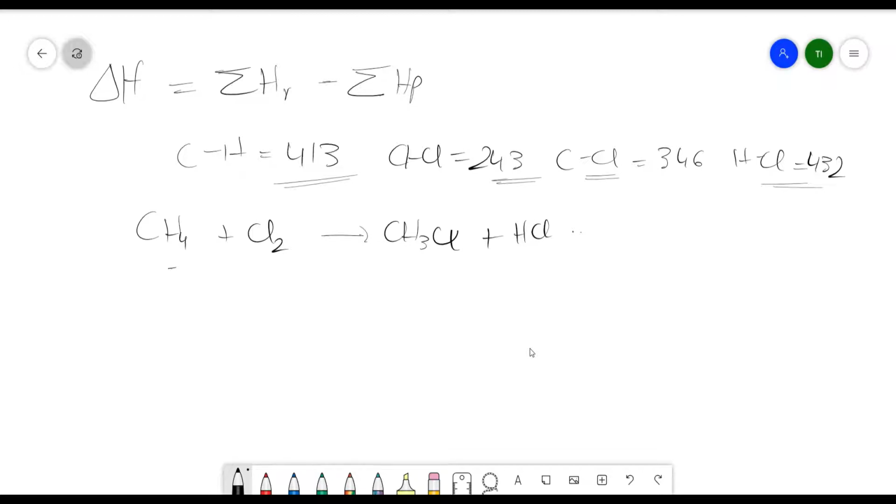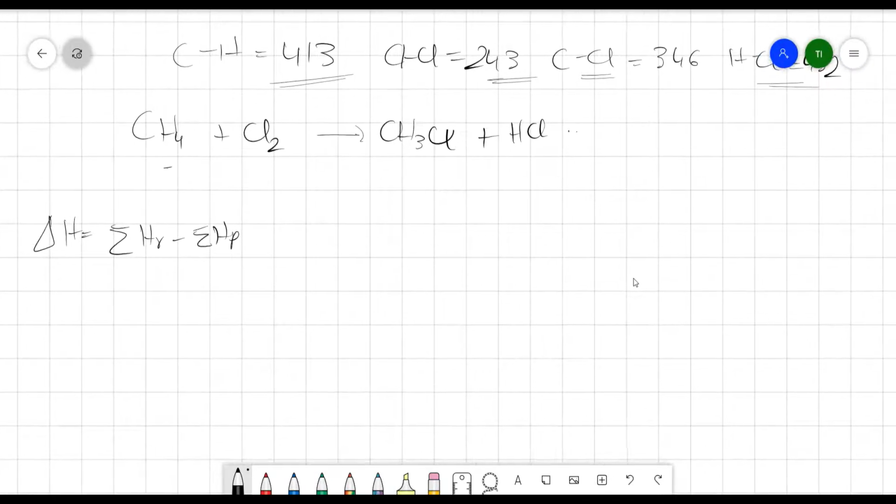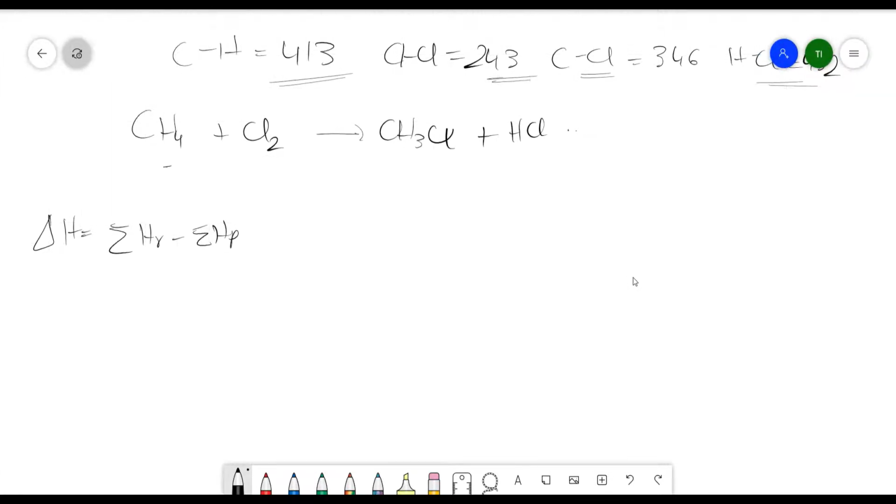Anyway, let's proceed. So the enthalpy change of this reaction would be the enthalpy change on the reactant side minus the enthalpy change on the product side. For those of you who have done A2, this may be a bit confusing when you compare it to the entropy of a reaction or the entropy of a system, because in entropy of a system, it's the products minus reactants, but in enthalpy change of a reaction, it's reactants minus products.